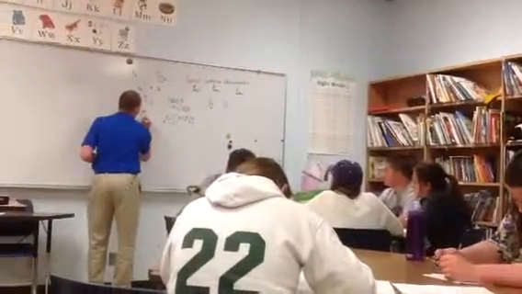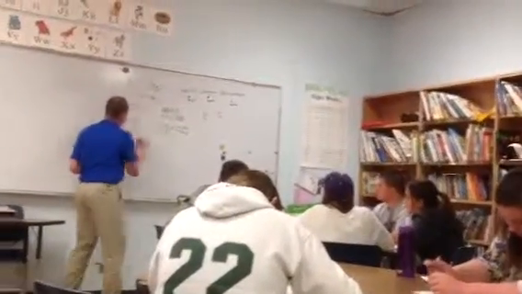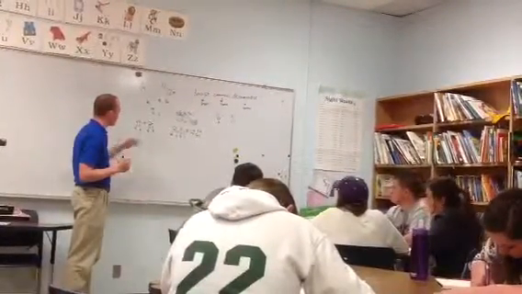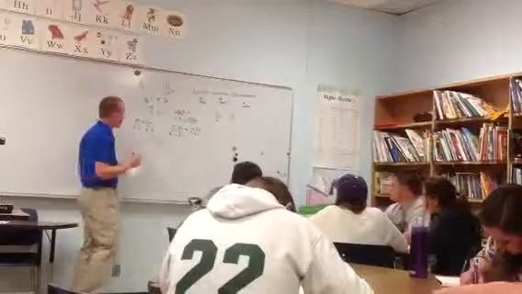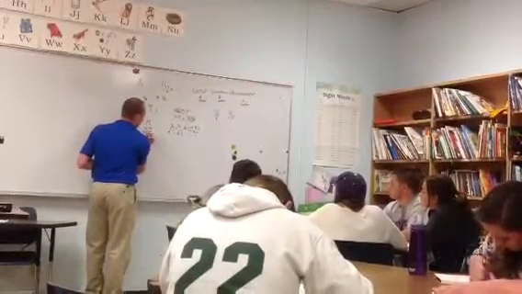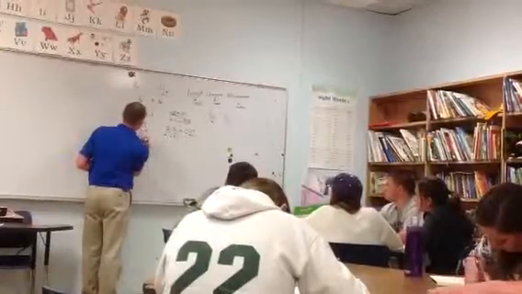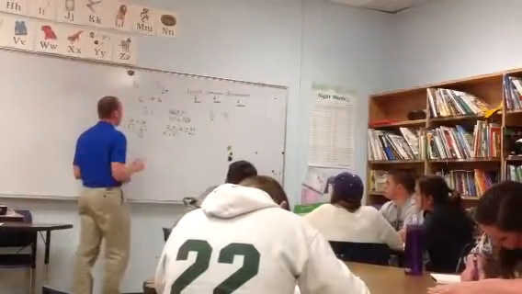4 and 5. Alright, so we're going to go 4 and 5. Are those both primes? Okay, so which one isn't a prime? And what do we need to do to this 4 then? 2 and 2. That's correct. Okay, so 2 times 2 equals 4.